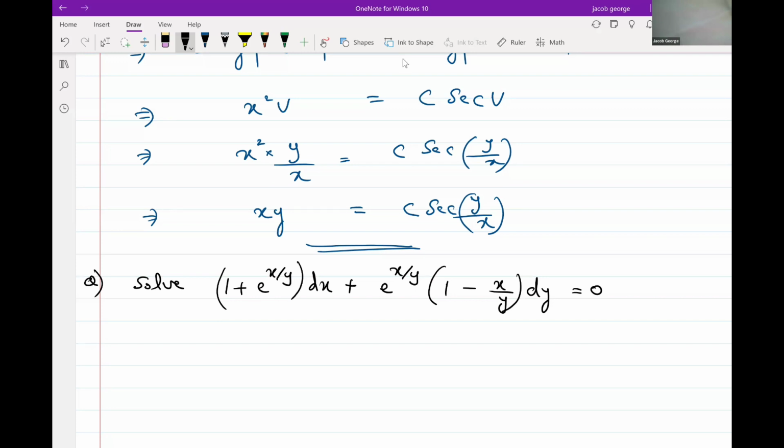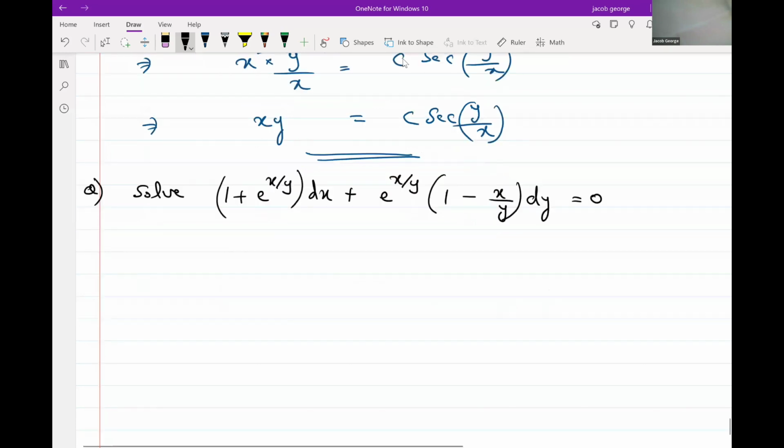Then we can write dx by dy, so the x by y form. Those who have doubt, please check that theory part again, the type 2 you have written in the notebook last class. dx by dy is equal to f of x by y. Then the substitution is x by y is equal to v. Then differentiation also with respect to y.